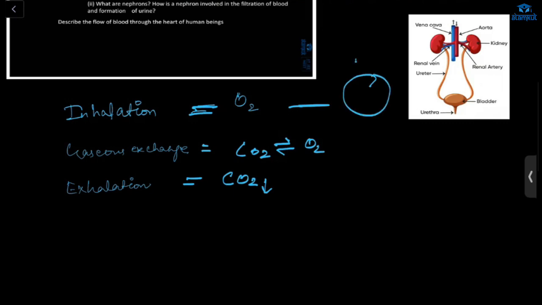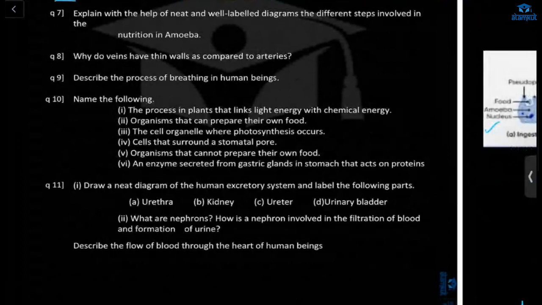And in this case, what will happen here? The ribs will move down, and the diaphragm will become what? Dome shaped. And because of this, the chest cavity will become smaller, and the air will be pushed out of the lungs. Okay.